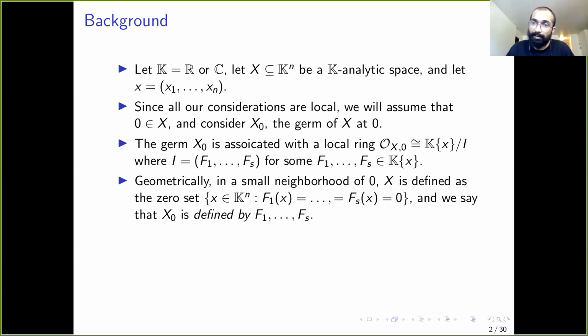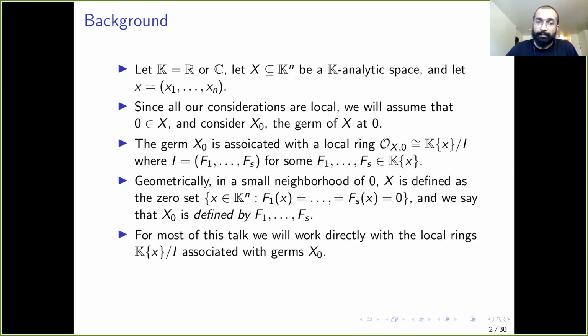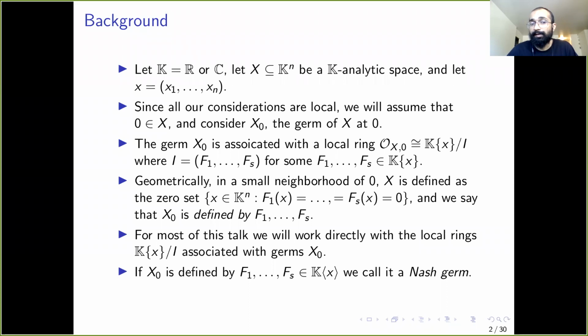It's important for me to say at this point that this geometric definition is not reversible, in the sense that an analytic space is a locally ringed space that carries some additional algebraic information that is not contained in this geometric description. Now, for most of this talk, since we'll be talking about germs, we'll mostly be working with these quotients of the ring of convergent power series that are associated to germs at the origin X0. And if the germ that we are considering, X0, is defined by a collection of algebraic power series f1 through fs, that is, power series that each satisfy a polynomial relationship, we call it a Nash germ.